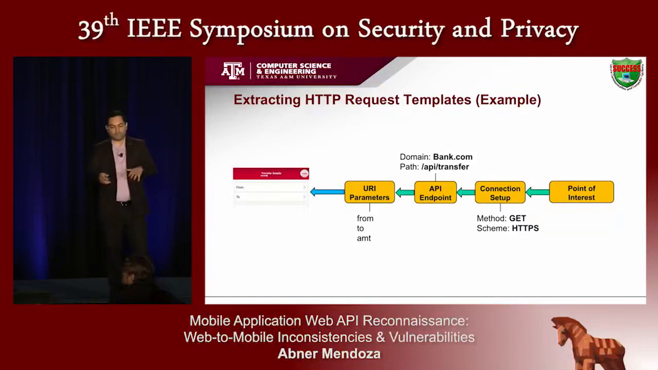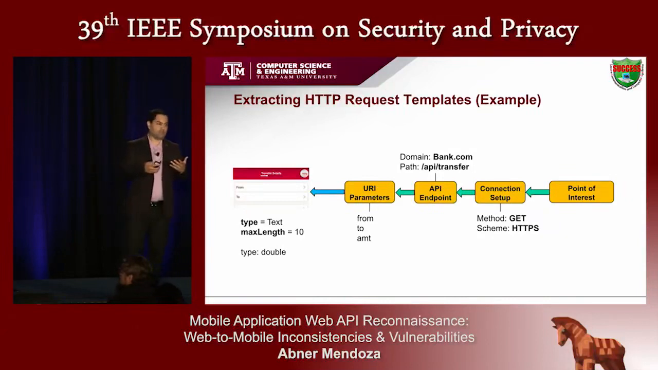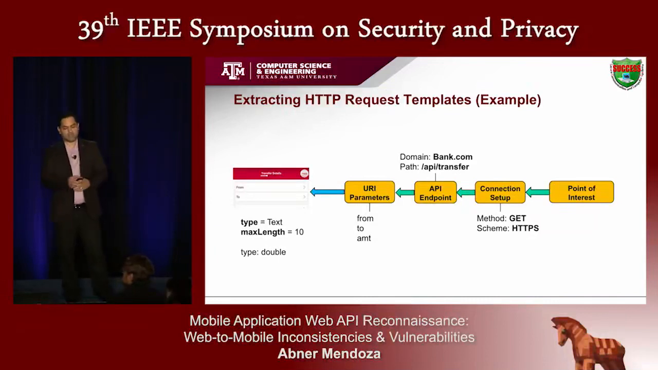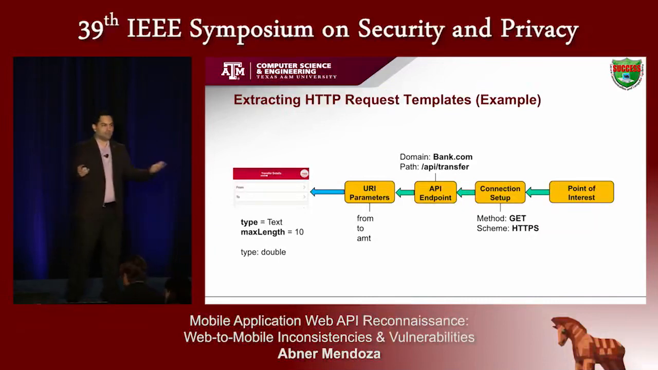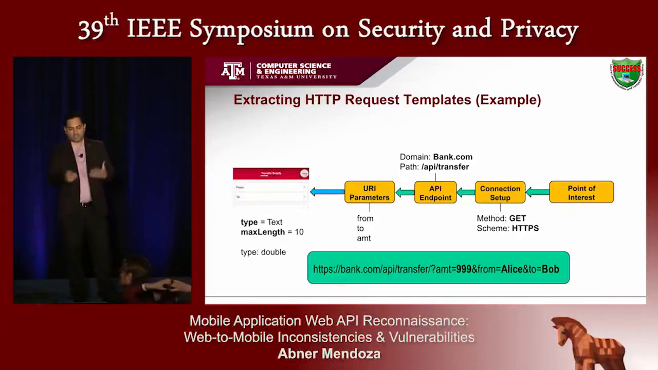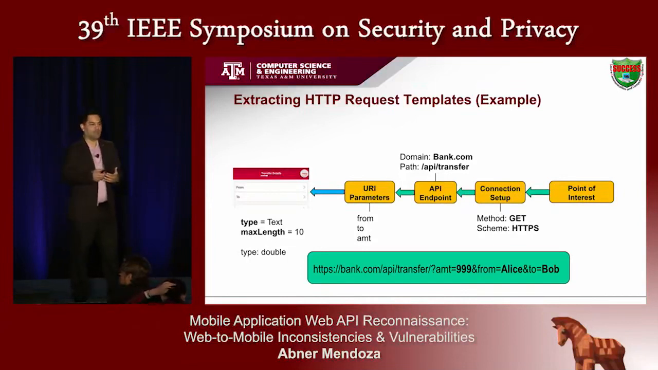And then we augment that by analyzing the user interface. It tells us some additional constraints on those parameters. So in this case, maybe from the Android manifest file, it might tell us that the type is text, the maximum length is 100 for the text fields, and maybe the amount field is a double type, just as an example. And so putting all this information together, we can see how we can generate a valid request, right?